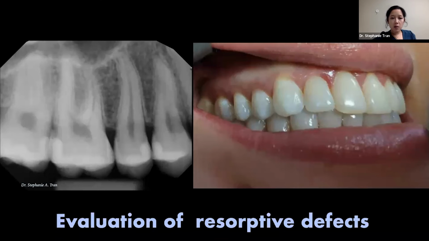Other resorptive defects, though, are much, much more localized. So in this case, we can see that little radiolucency right at that cervical level. It's very, very clear and concise. A CT, though, is still necessary to see how extensive it is.